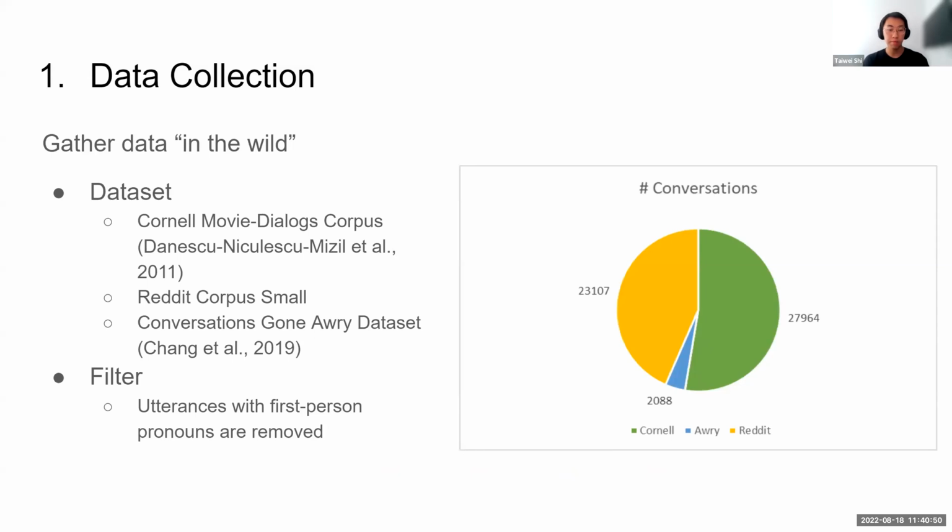And after we have this classifier, we can apply it to common dialogue datasets such as the Cornell Movie Dialogue Corpus, the Reddit corpus, and also the Conversations Gone Awry dataset. And in addition to applying the classifier, we also do some dataset filtering. We remove all the utterances with first person pronoun statements. The reason we do this is that the goal of this research is to build a moderation bot, and a moderation bot should not have a self in it and should be as objective as possible. So we don't want the model to say something like, I think something, or I do something, like I like eating apples, those kinds of things.